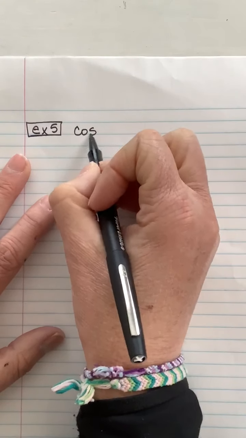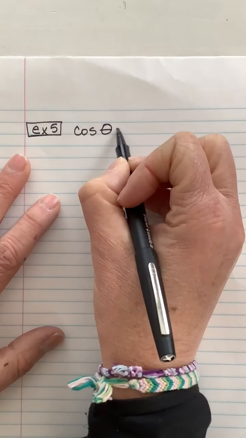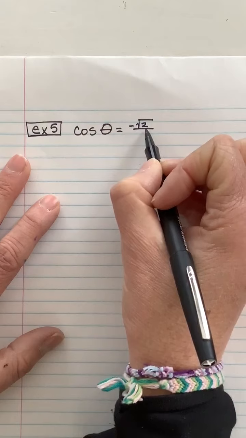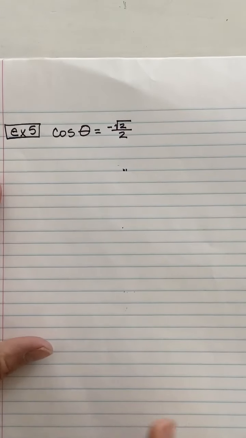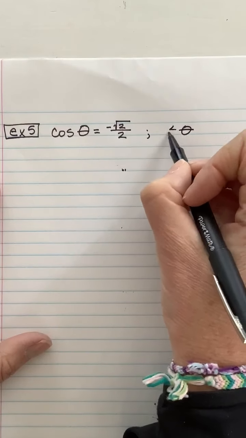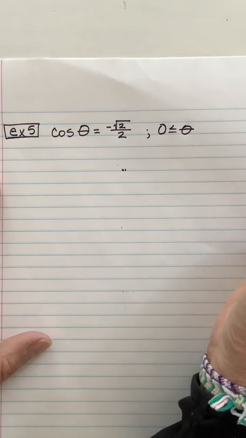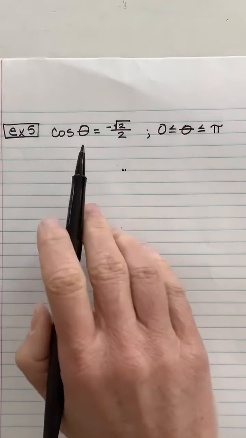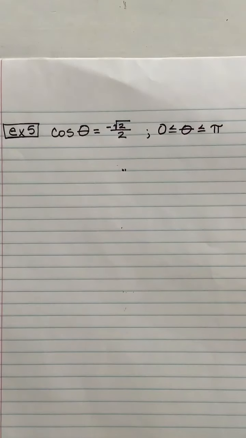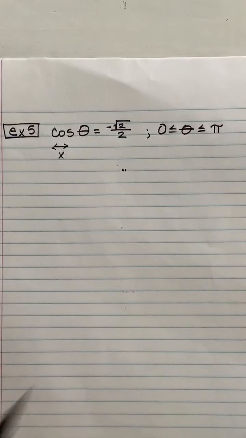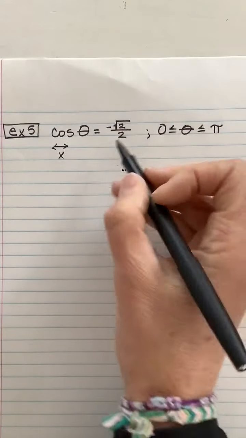So the next one, I'm going to ask you to find theta when your cosine value is -√2/2. And this time, I'm going to limit your domain to be theta greater than or equal to 0 and less than or equal to pi. Okay, so what pops into your head when you see cosine, I'm hoping, is your x value or your horizontal distance. When I see a negative, I know I'm going to have to travel left.